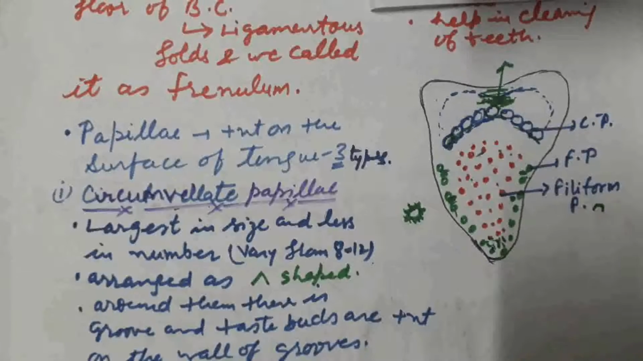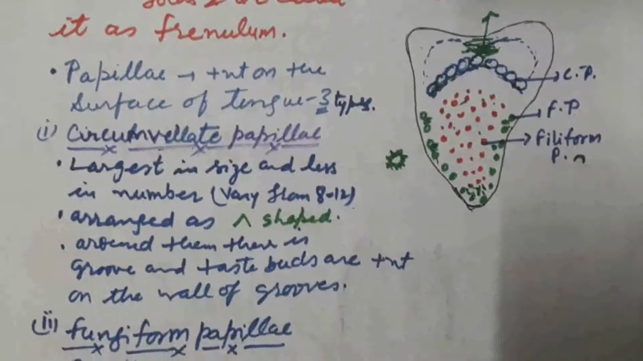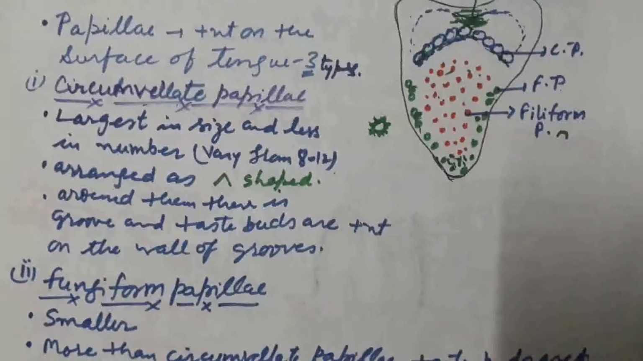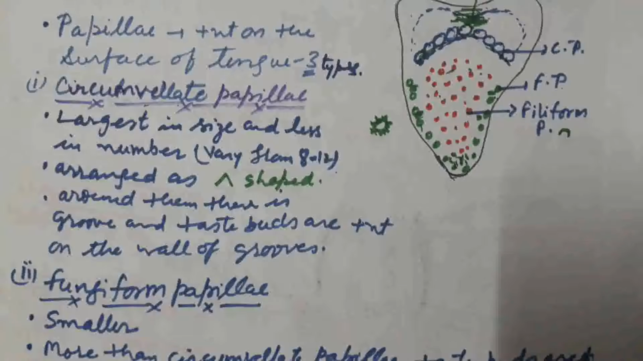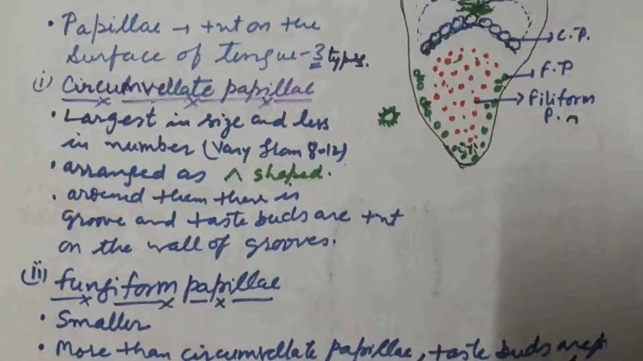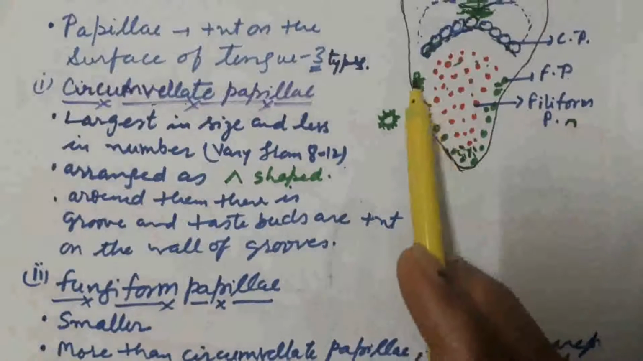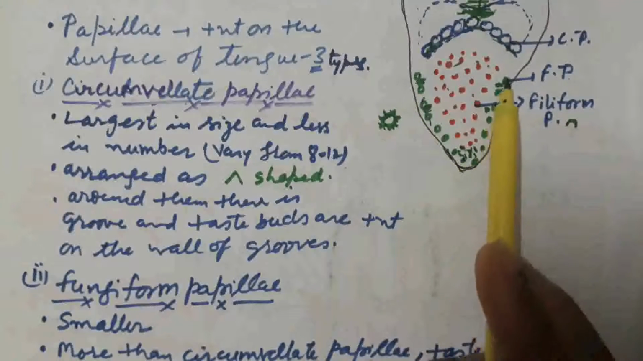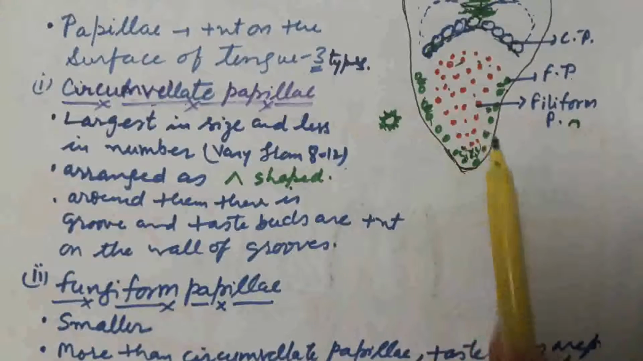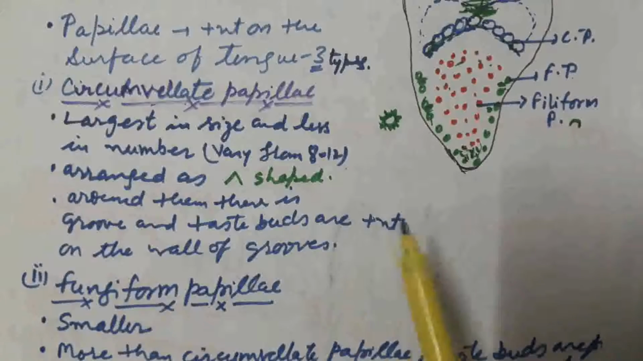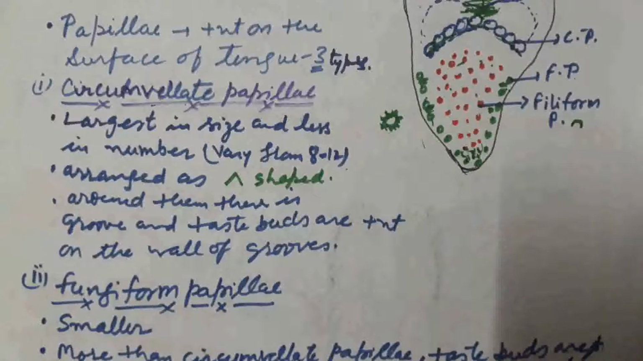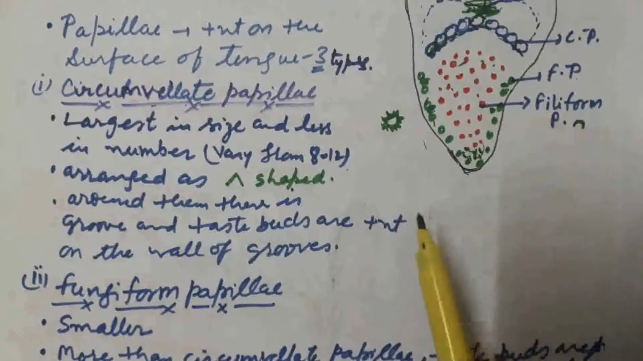The second type of papillae are fungiform papillae. They are smaller in size than the circumvallate papillae. They are present on the sides of the tongue, shown here in green color. They are also circular in outline. They are more in number than circumvallate papillae, and taste buds are also present in fungiform papillae.